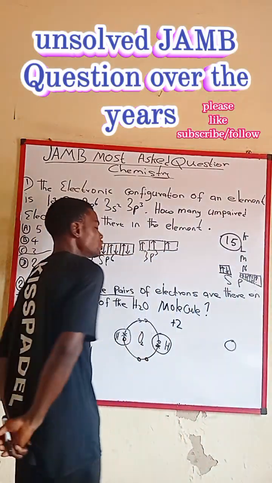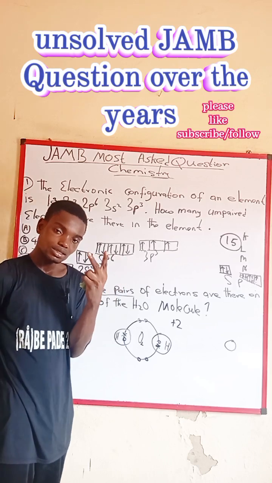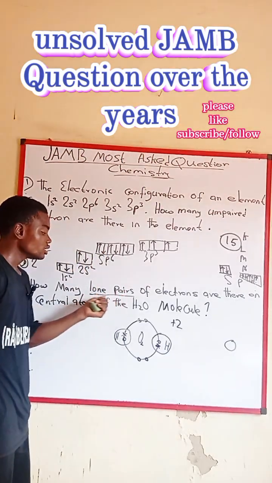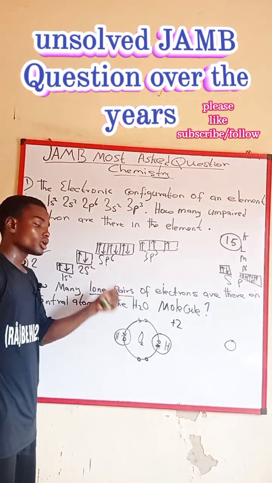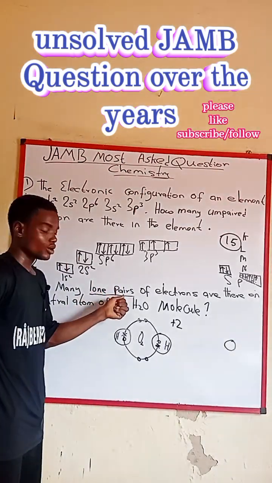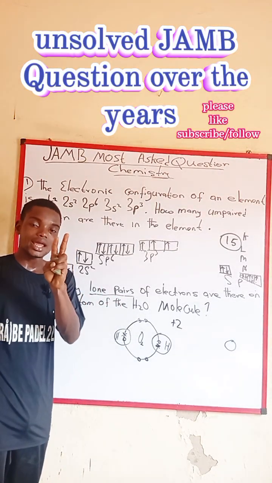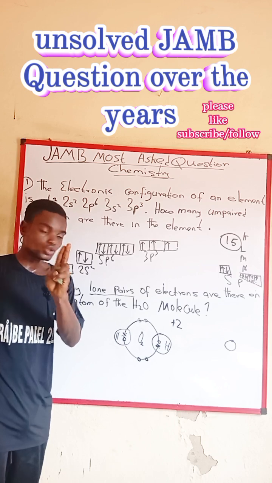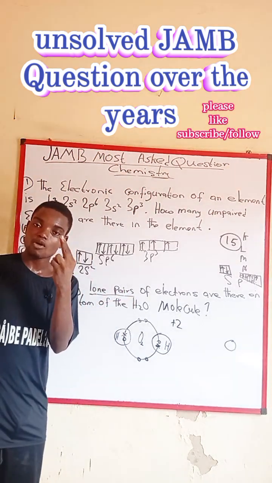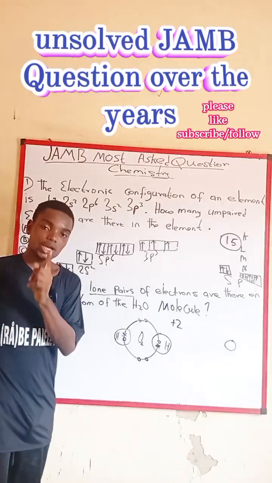Now, what do we mean by pairs? Pair means 2 things. So how many lone pairs? How many lone pairs? We are not looking for a lone electron. We are looking for lone pairs. So there must be 2 electrons to form a pair. So how many of those lone pairs, 2 electrons that form pairs, do we have in the H2O molecule?